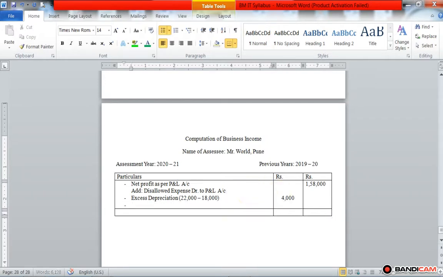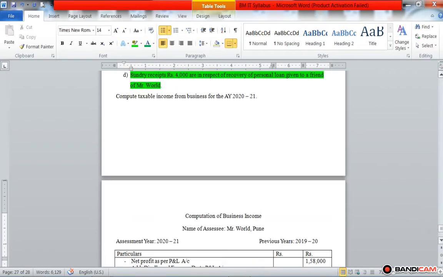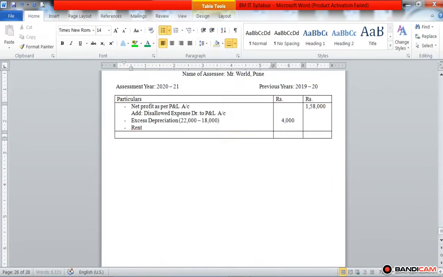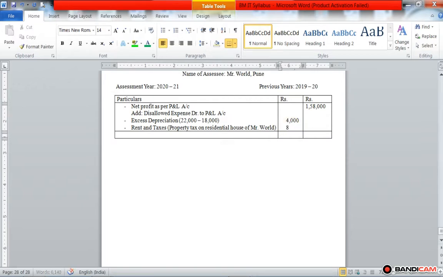Then adjustment number second, rent and taxes includes property tax on residential house of Mr. World, amounted to rupees 8,000.